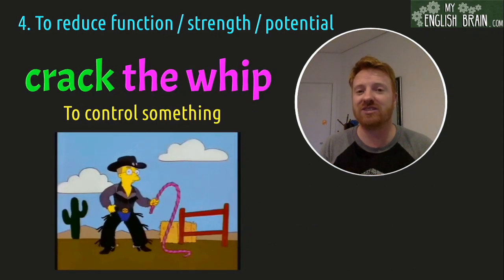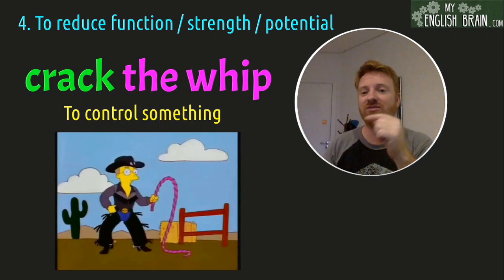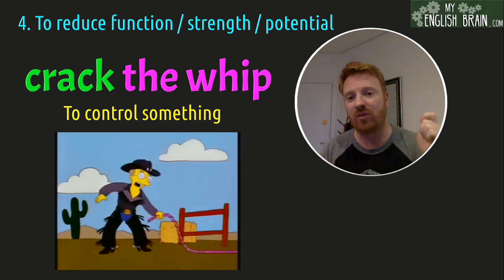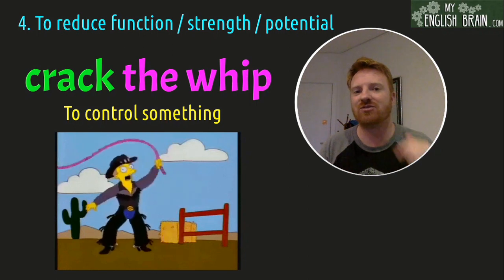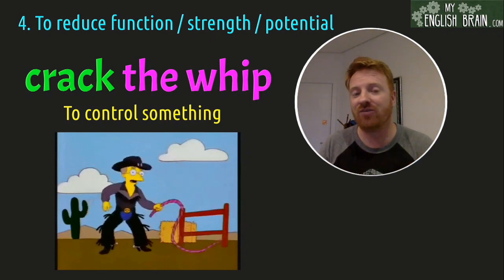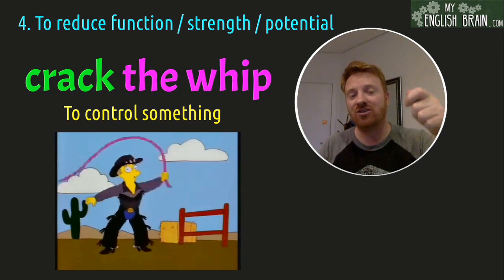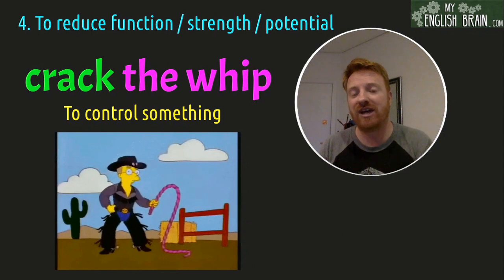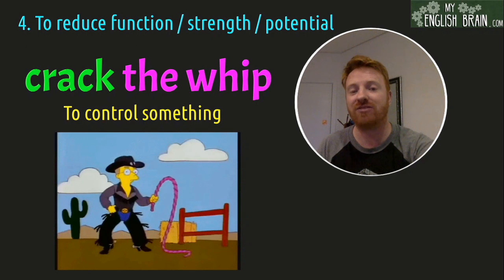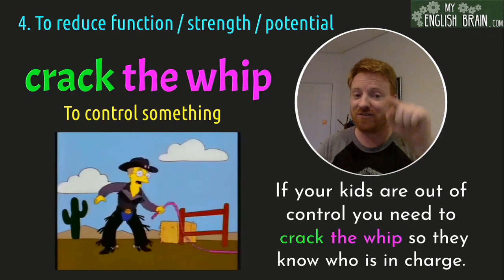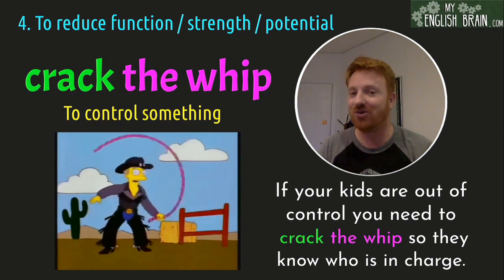Now, we can also see this idea of reducing function or reducing strength when we use this phrase, crack the whip. Crack the whip means to control something. So in the past, we had people like cowboys and ranchers who had to control their cattle. So they had to use whips to control the animals. So this is where we get the idea of cracking the whip to have control. For example, if your kids are out of control, you need to crack the whip so they know who's in charge.